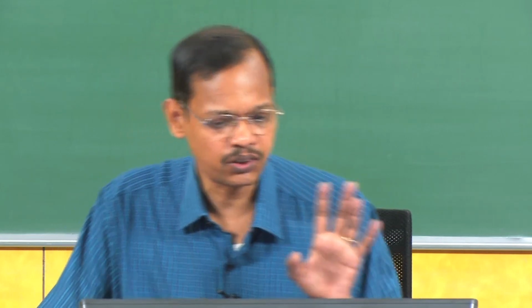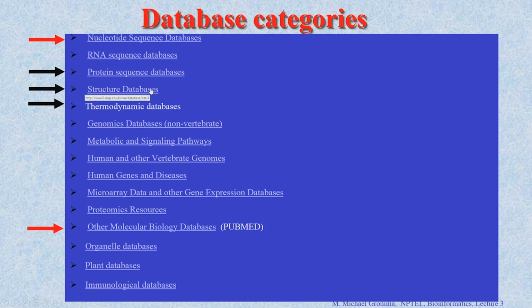These are the different categories. They classify the data into nucleic acid sequence databases, RNA sequence databases, protein sequence databases and structure databases, thermodynamics and genomics, metabolic and signal pathways, human genes and diseases, proteome databases, as well as other molecular biology databases, plant databases, immunology databases and so on. So, they have different categories, and if you are interested in protein structures, you go to structures, and even if you go to protein structures, there are various sub classifications.